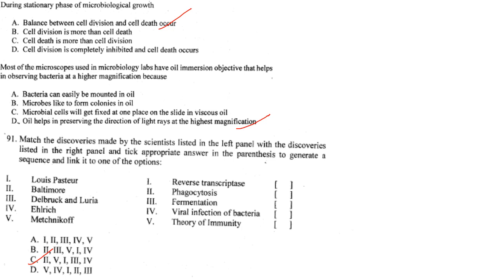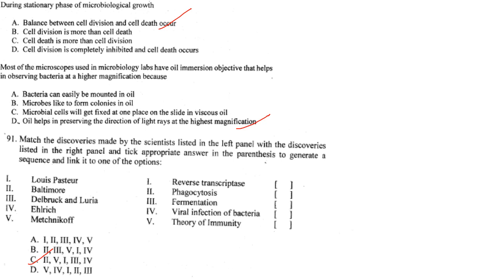During the stationary phase of microbial growth, the size of the population of bacteria remains constant. During the stationary phase, the rate of bacterial cell growth is equal to the rate of bacterial cell death. So the answer is option A, that is balance between cell division and cell death occurs.